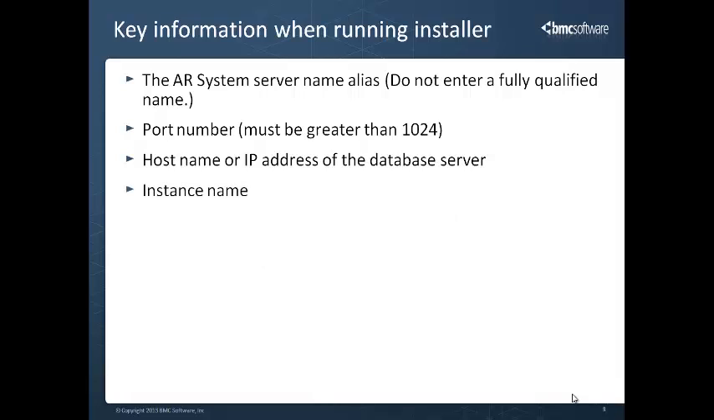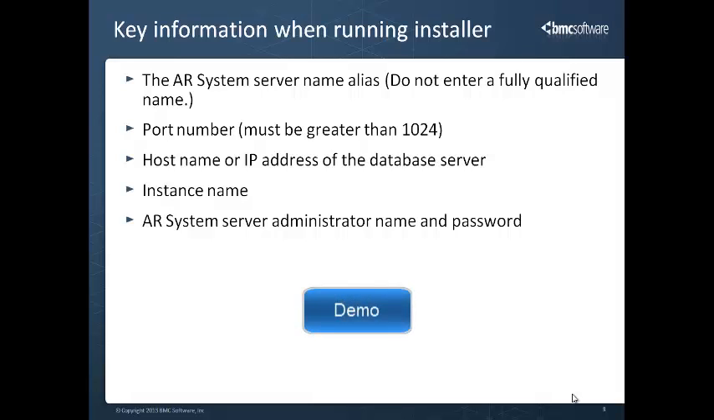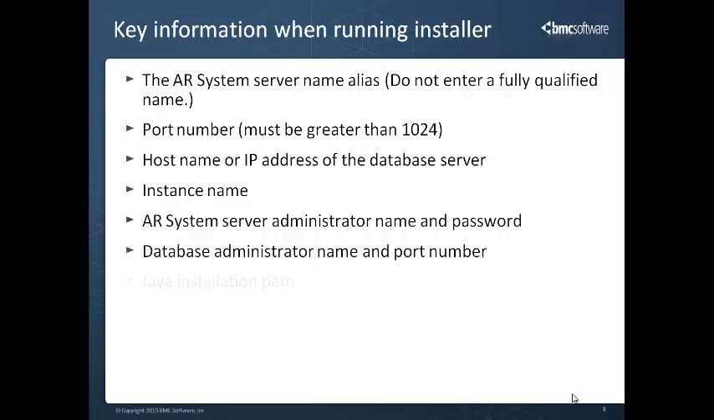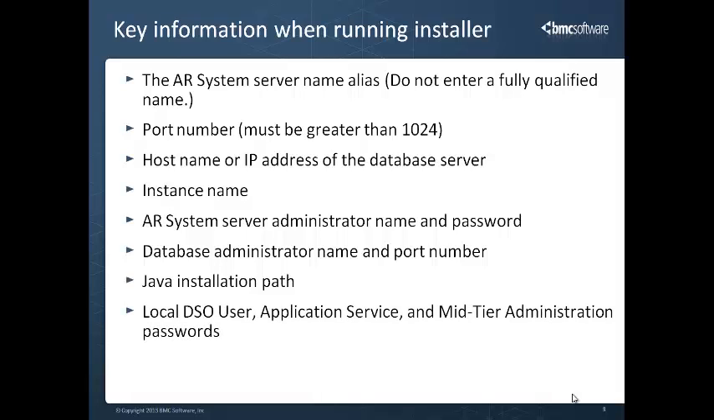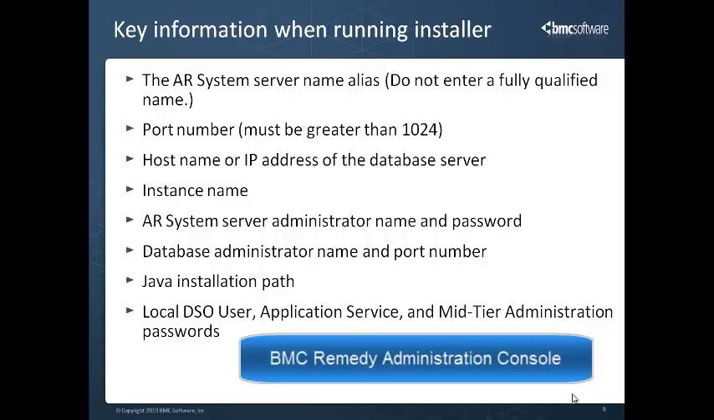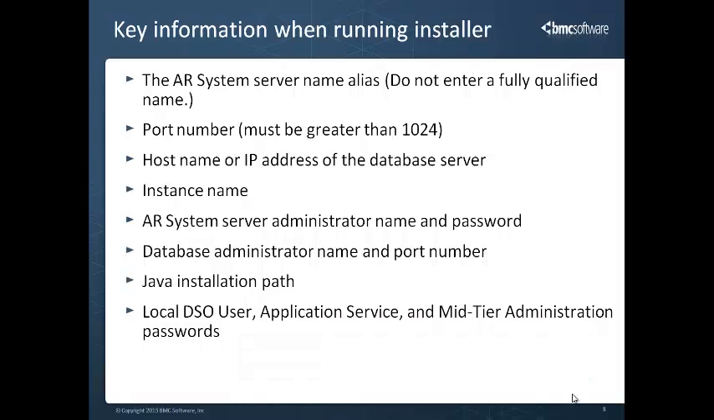Next, you'll need the instance name. You'll need the AR System server admin name and password. You can use the default admin name demo or change it now if you are running a new installation. You can also change the name in the user form after the installation. You'll need the database administrator name and port number, the Java installation path, and passwords for the local DSO user, the application service, and mid-tier administration. You can change these values later in the BMC Remedy Administration Console, but if you are upgrading, use the same passwords that were used before upgrading.